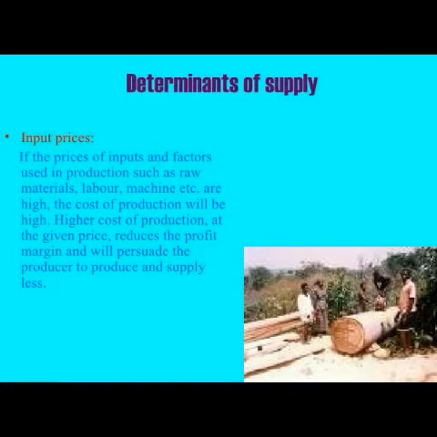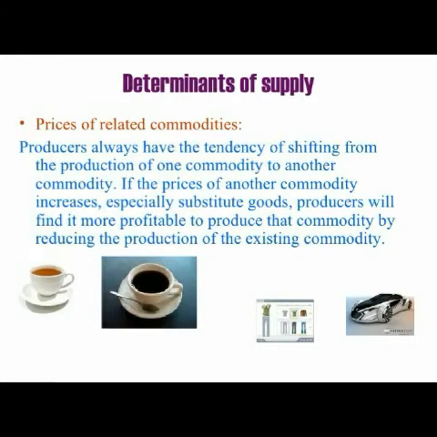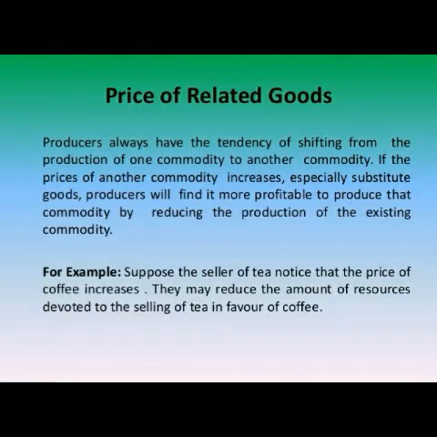Now, determinants of supply. Just now I told you about tea and coffee, which is very important, because people will rather sell the other product which has a higher price. So you can see here that supply depends upon the other price.